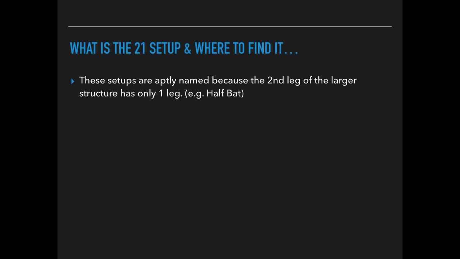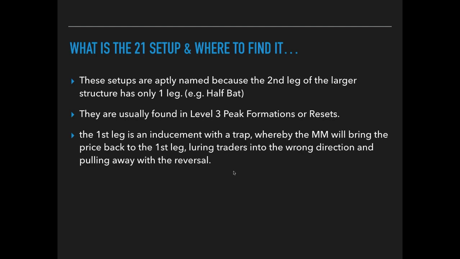Similarly like the 12 and the 22, these setups are aptly named because the second leg of the larger structure has only one leg. Usually it's a half bat pattern, and they're usually found in level 3 peak formations, or in resets. The first leg is an inducement with a trap, whereby the market makers will bring the price back to the first leg, luring traders into the wrong direction and pulling away with the reversal.